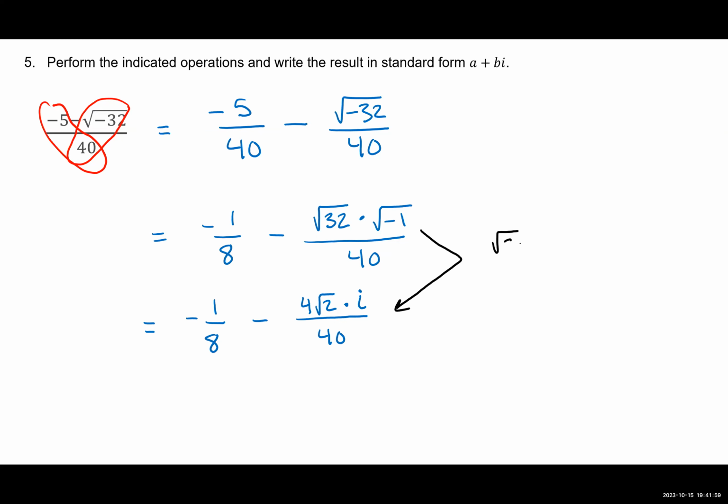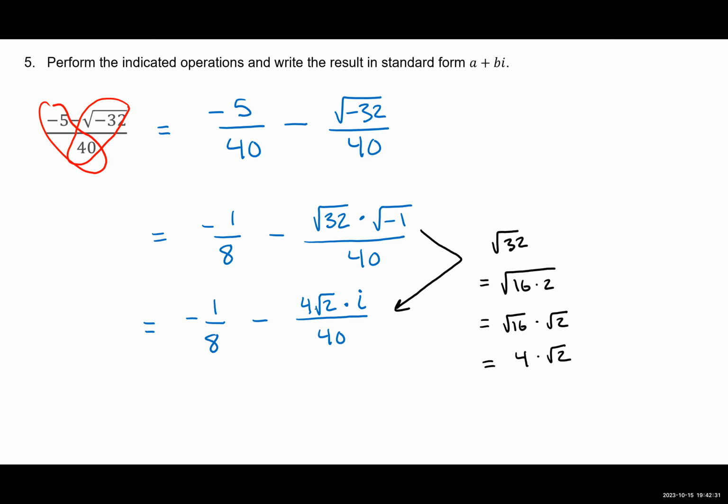So just to make sure everyone's on the same page, how did I get from here to here? The square root of 32, well, 32 contains a perfect square. That's 16 times 2. So that's the square root of 16 times the square root of 2, and the square root of 16, that's a perfect square. So that's 4 times the square root of 2. So that's where that square root of 32 becoming this 4 square root of 2 came from. And then we've got an i.